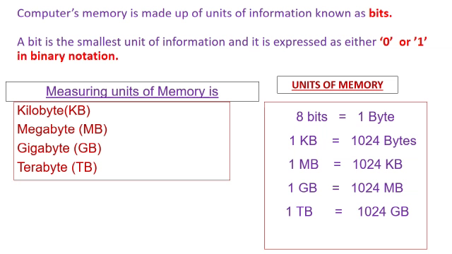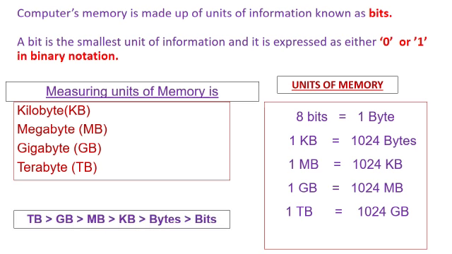Then we have 1 kilobyte, which is equal to 1024 bytes. Then we have 1 MB, the megabyte, which is equal to 1024 kilobytes. 1 gigabyte is equal to 1024 MB. And last is 1 terabyte, which is equal to 1024 gigabytes.